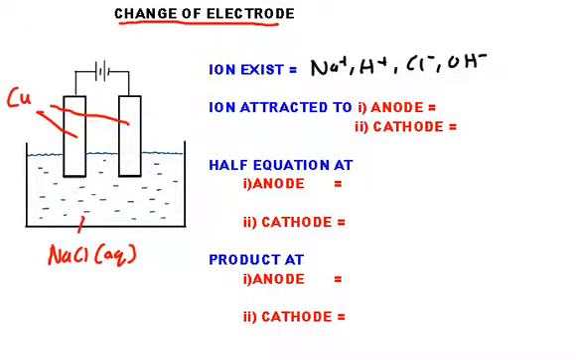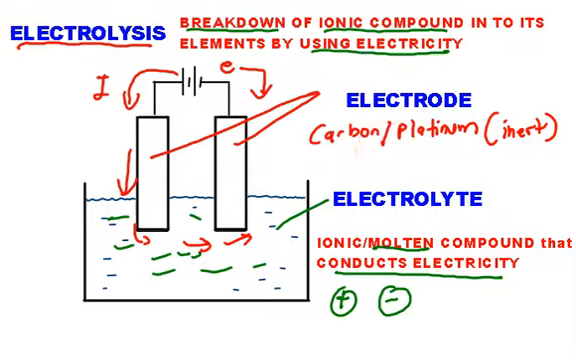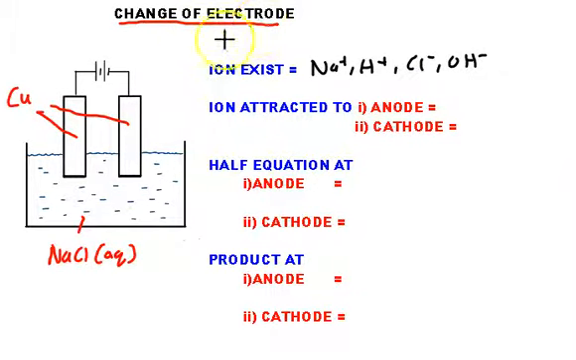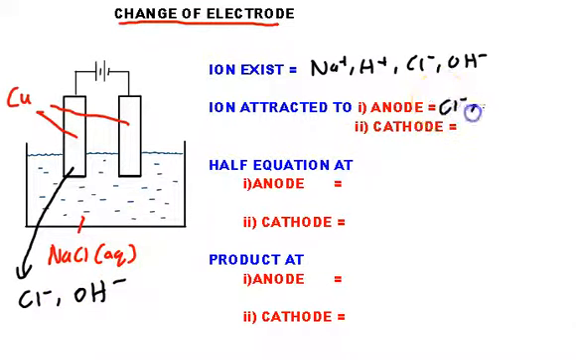Remember I mentioned in the beginning that carbon and platinum are inert, which means they don't react with the solution. However, with this change of electrode, when we are using copper, the copper will have a reaction. So let us look at the ions here: chloride ion and hydroxide ion. So what happens is, let me write down this one.